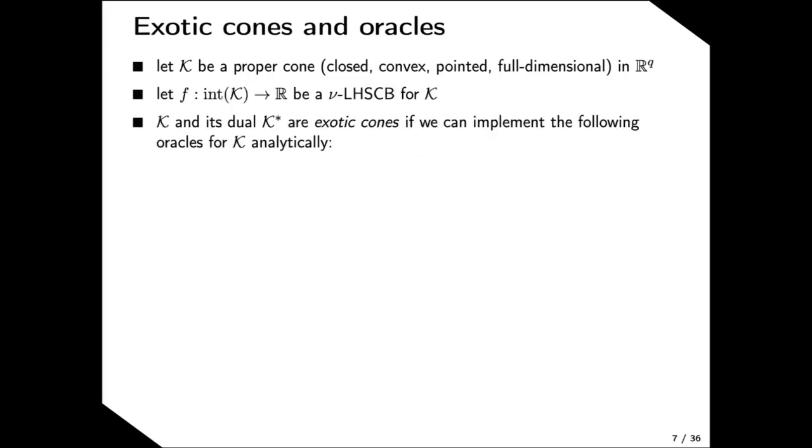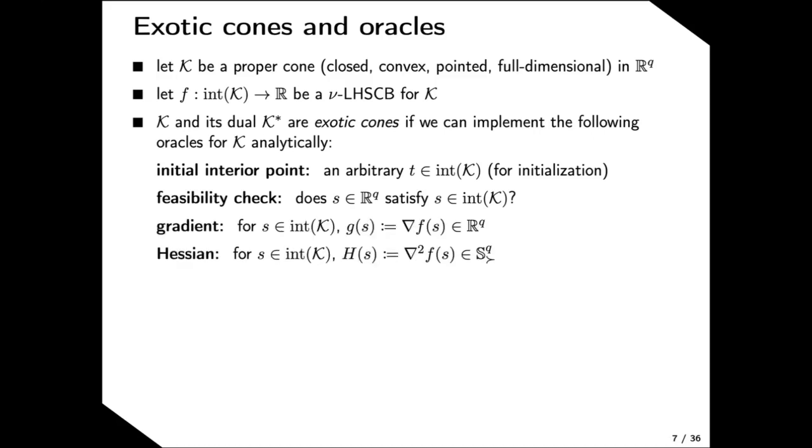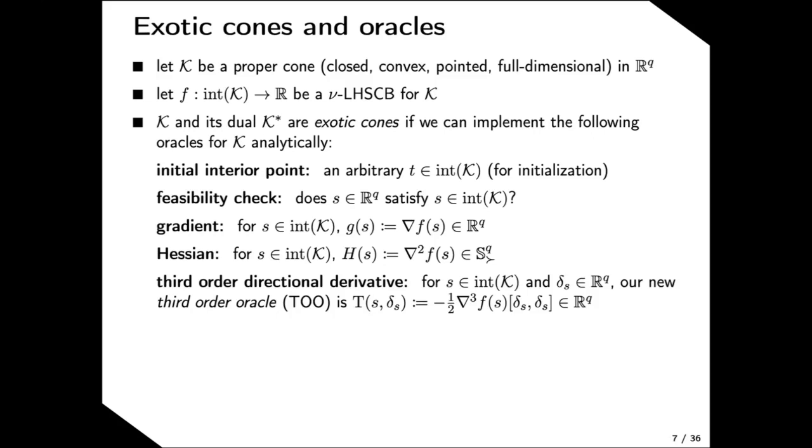Now we call K and its dual cone K star exotic cones if we can implement the following oracles for K analytically. The initial interior point, a feasibility check, which just takes a point and tells us whether it's in the interior of the cone, gradient and Hessian evaluations. These 4 oracles are those required by Skajaa. But we add another one, a 5th one. This is the 3rd order directional derivative oracle, which we call the TOO, and it has this form.